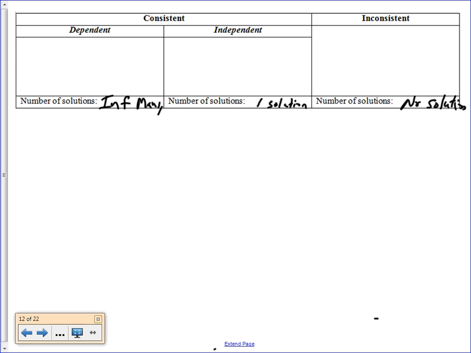To remember, what makes a system dependent is it has the same slope and the same y-intercept. In other words, these two guys are the same line. And the way it happens that you end up with the same line is you have something like this. And guys, I'm just making equations up right now. You don't necessarily have to copy this down, but just get the idea.